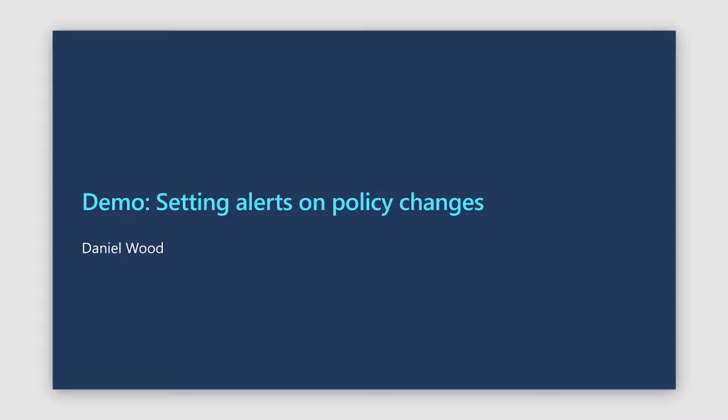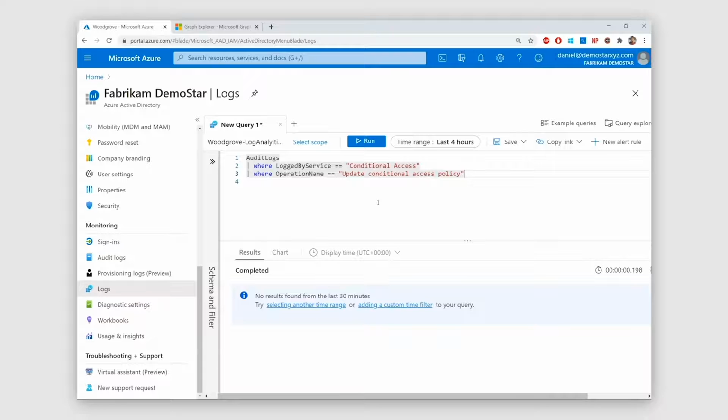By leveraging Azure AD's integration with Azure Monitor and Azure Alerts, you can receive customized notifications whenever audit log or sign-in events that you define occur. To get started, let's go to the Azure AD Logs blade, and we'll define a query to look for any changes to our conditional access policies.